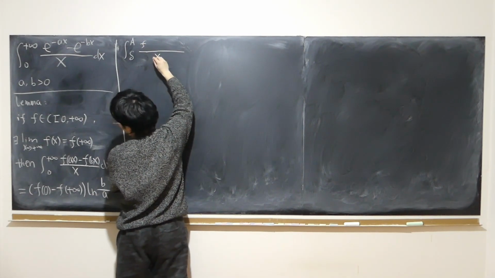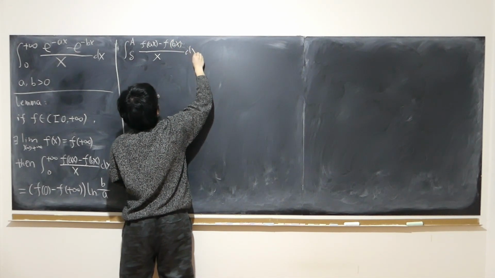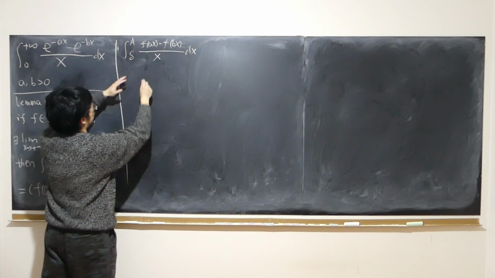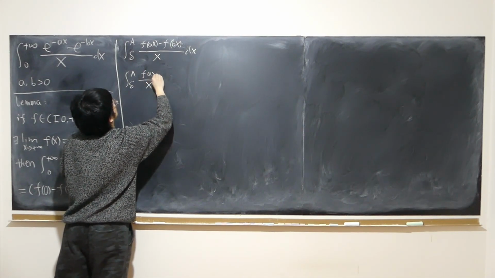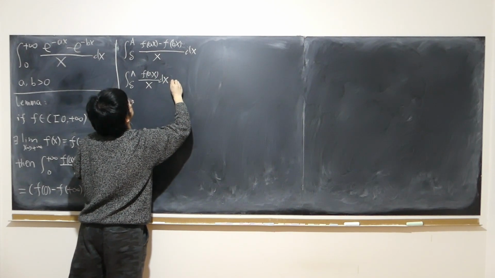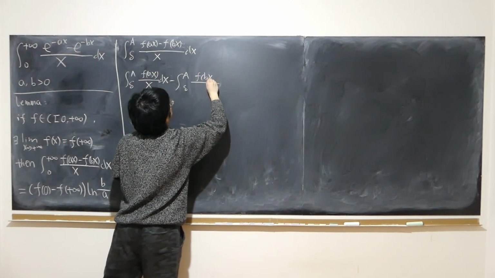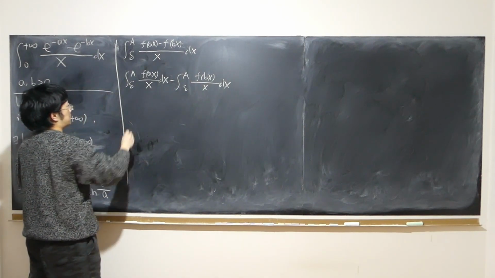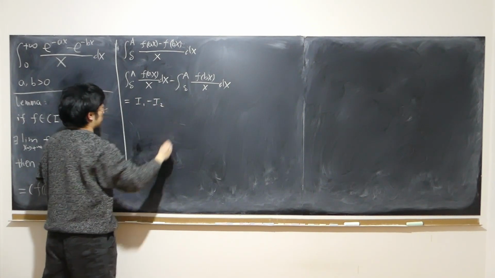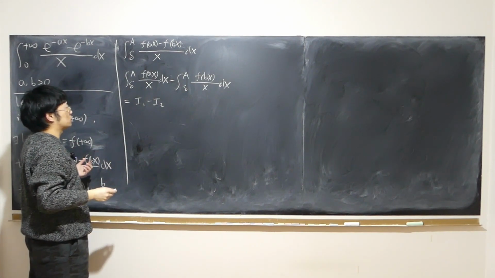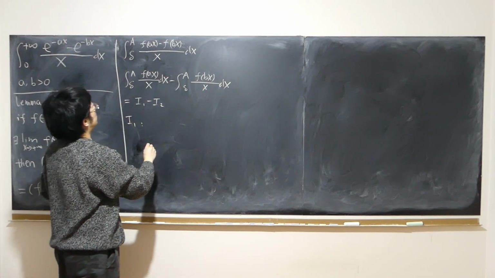Copy down the integral of (f of ax minus f of bx) over x dx. Of course, we're going to break it apart into two different integrals: the integral from delta to capital A of f of ax over x dx, minus the integral from delta to capital A of f of bx over x dx. I'll denote it as I1 minus I2. For I1, we're going to make a change of variable: let ax equal t.